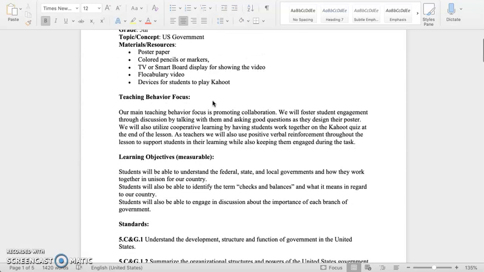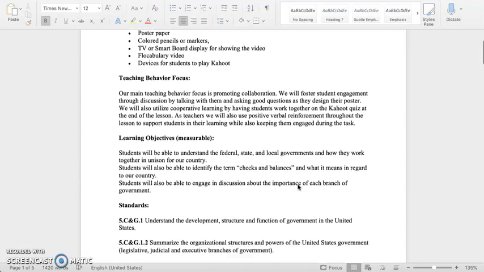Now, going into our learning objectives, which matches the goals and purpose of the lesson, was to have students understand the federal, state, and local governments, identifying the terms checks and balances, and engaging students in discussion about the importance of each branch, but also engaging in conversation and discussion with peers. We really wanted to make this a fun lesson for students.